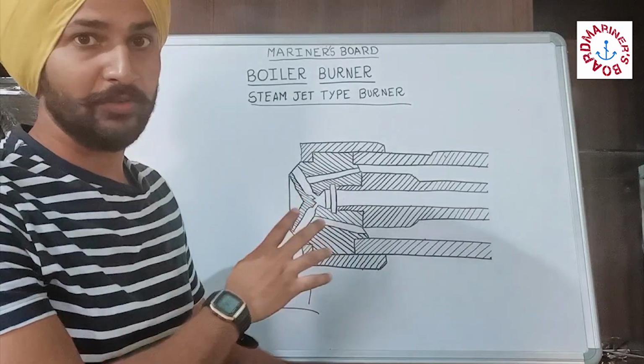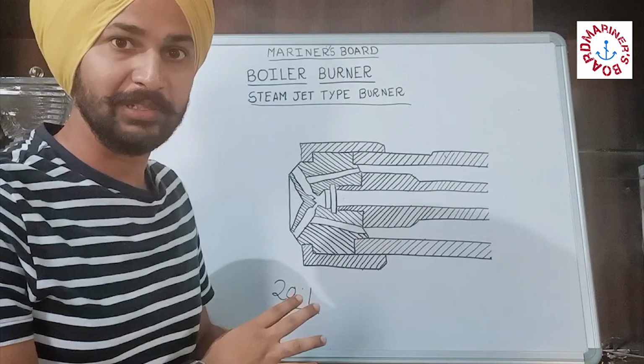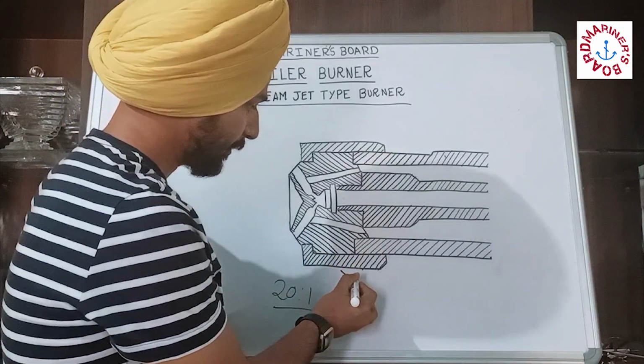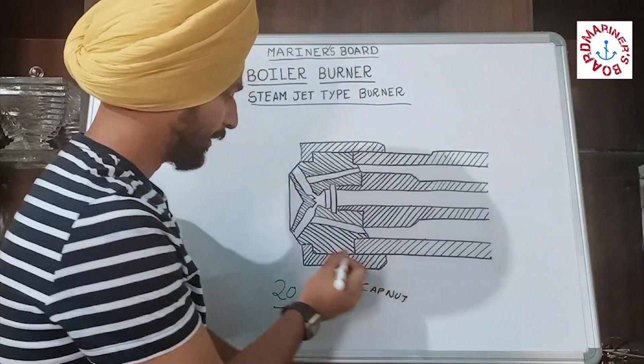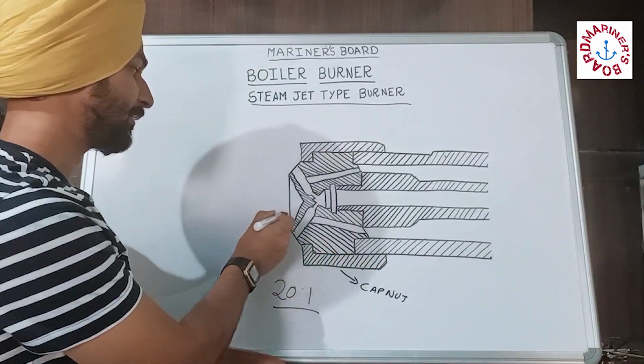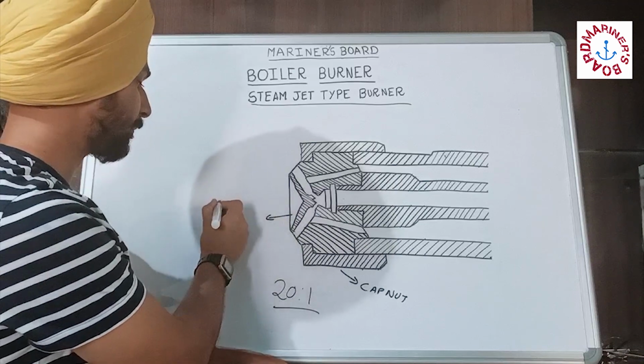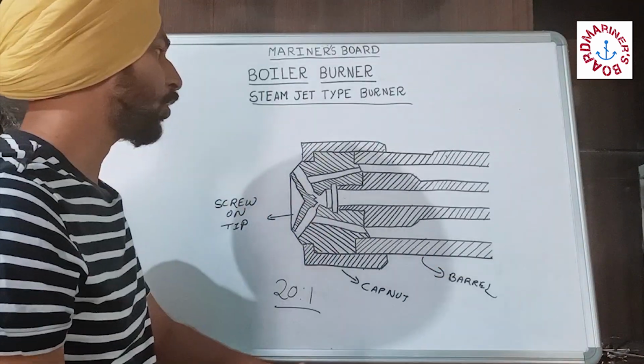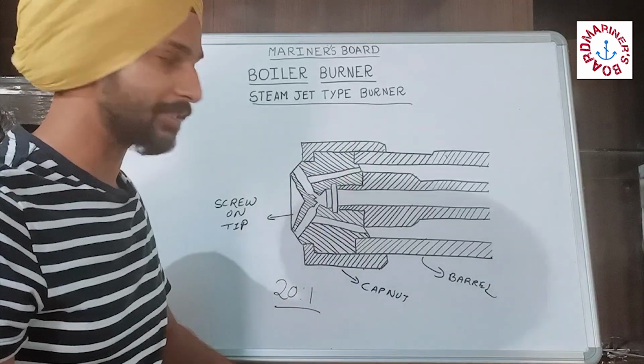The construction of this burner is very simple, very robust. There are no moving parts in this. This is the cap nut. It is keeping everything in place. This is called the screw on tip. This is the barrel. Now talking about the working of the steam jet burner.